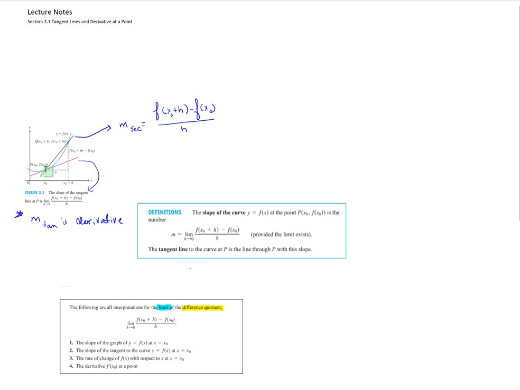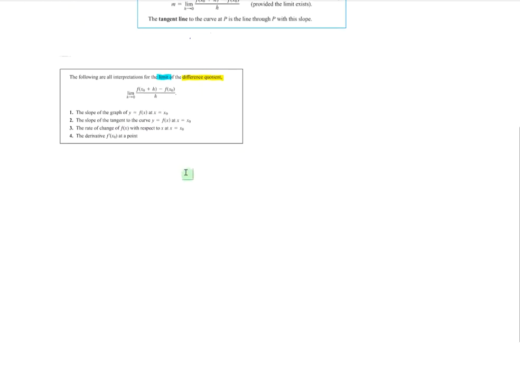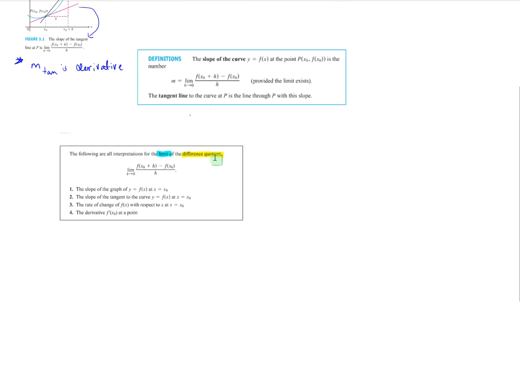So the definition: the slope of the curve y equals f of x at the point P, we've got this point P and this point Q. The slope is the limit as h approaches 0 of this, provided the limit exists. And the tangent line to the curve is the line through P at this slope. So the following are all interpretations for the limit of the difference quotient. And so you might read through those, but the derivative at a point, we're all talking about the slope is the derivative. The slope of the tangent line is the derivative, and that's what we're going to focus on.